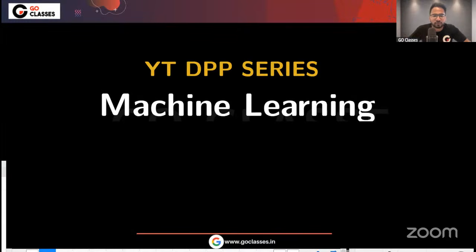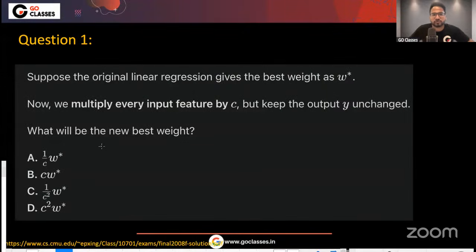Okay, so let's see the solution of the previous few questions. Let's see the solution for this. Let's see this question first. What this question is saying is: suppose the original linear regression gives you the weight W star. This is the best, the optimal weight.